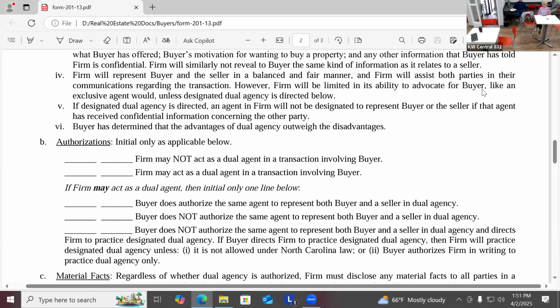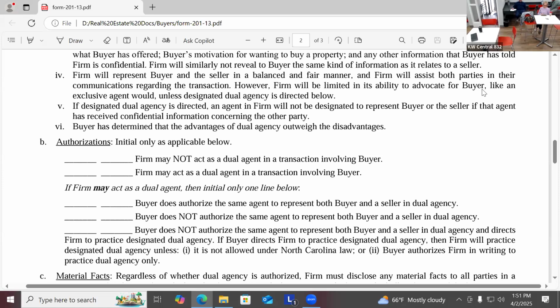Buyer does not authorize the same agent to represent both the buyer and seller in dual agency. Okay, that means no single agent dual agency. I get it. The reason that they want to initial here is because it says buyer does not authorize the same agent to represent both buyer and seller in a dual agency. So everything's the same right here, and directs the firm to practice designated dual agency.